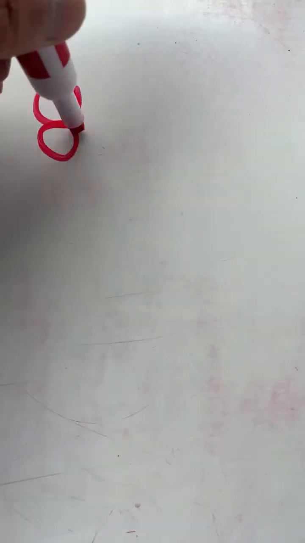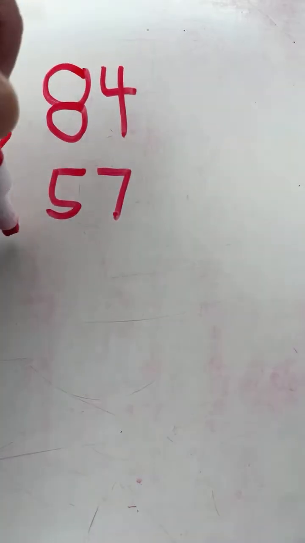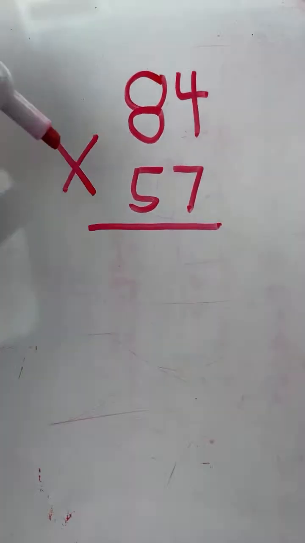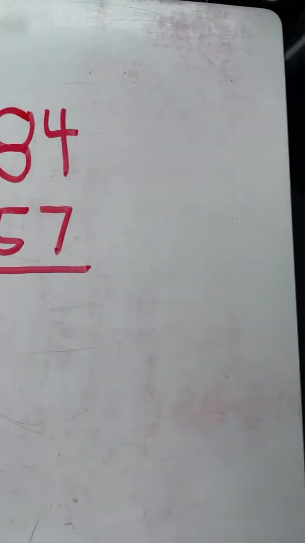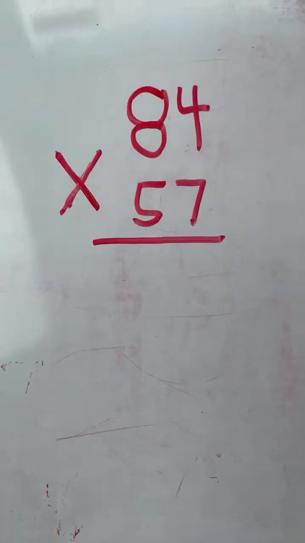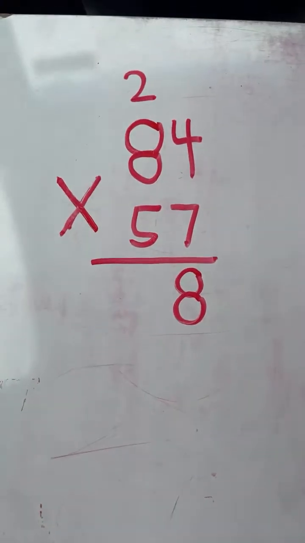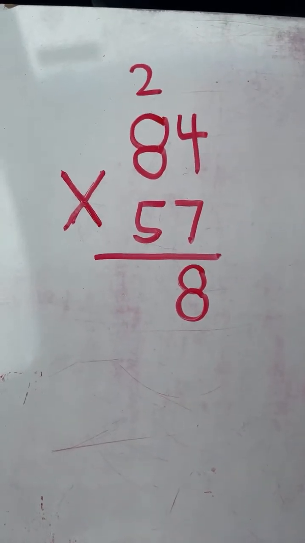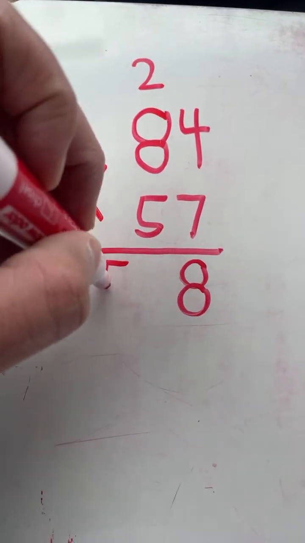All right, next example problem. 84 times 57. So we start out multiplying the digits in the ones place. We're going to multiply 4 times 7. 4 times 7 equals 28. 8, carry the 2. 8 times 7 equals 56. Plus 2 equals 58.